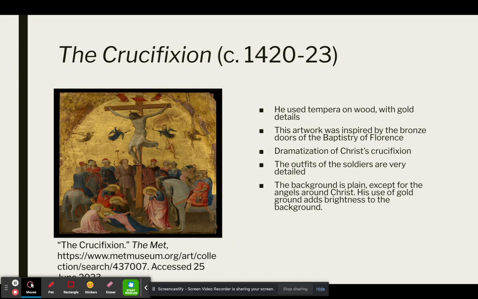We can also see the horses and the soldiers on the horses with their heads down as if they were disappointed. He also included a lot of detail on the outfits of the soldiers. The background is plain except for the angels around Christ. He also used gold as his background to add brightness to the painting.